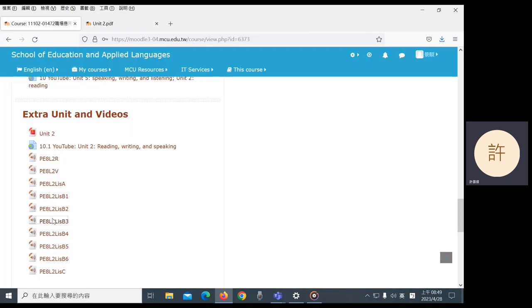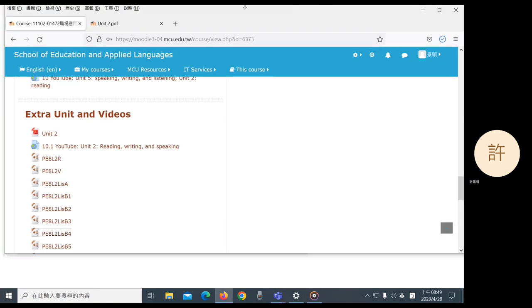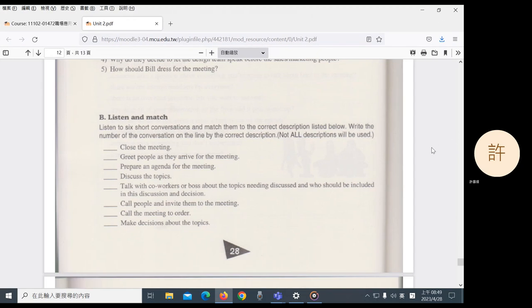Okay, let's listen to the next conversation. So number four is this one. Greet people as they arrive. 人到场时给他欢迎，安排一下。 So let's listen to that again.